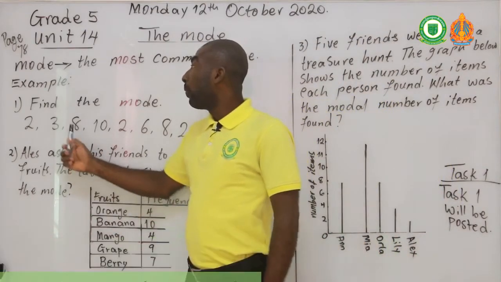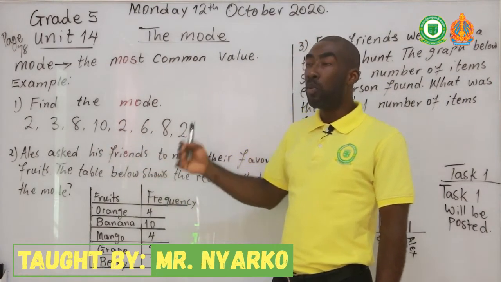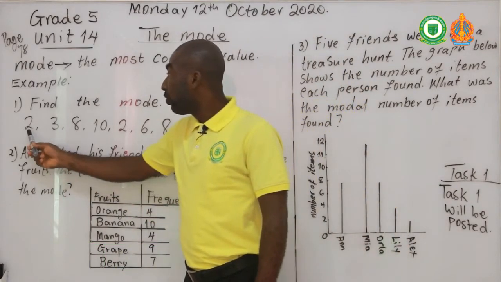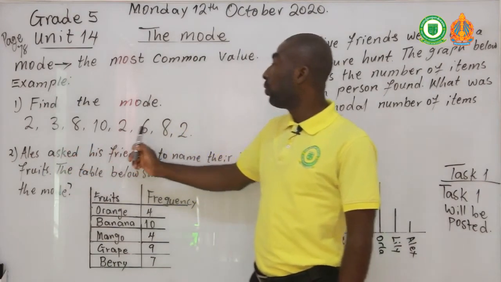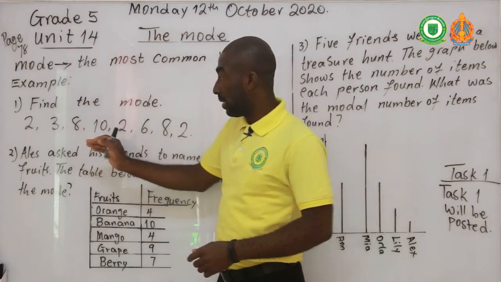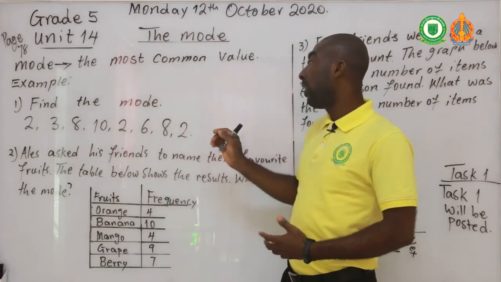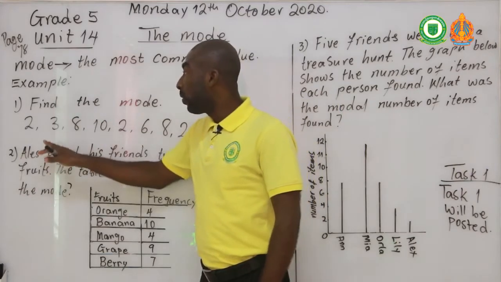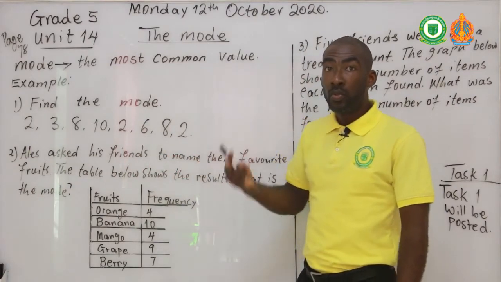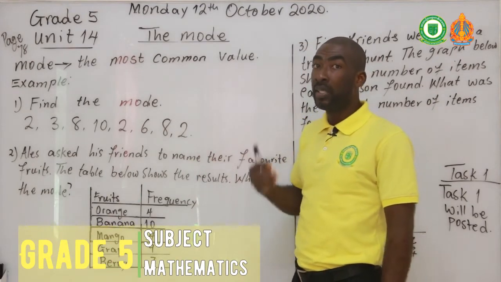So our first example says find the mode. This is a set of numbers, and we are looking for the most common value. We have 2, 3, 8, 10, 2, 6, 8, and 2. Even if you don't reorder this arrangement, you can easily see that the most common value here is 2, because 2 is appearing 1, 2, 3 times. That means 2 becomes the most common value.